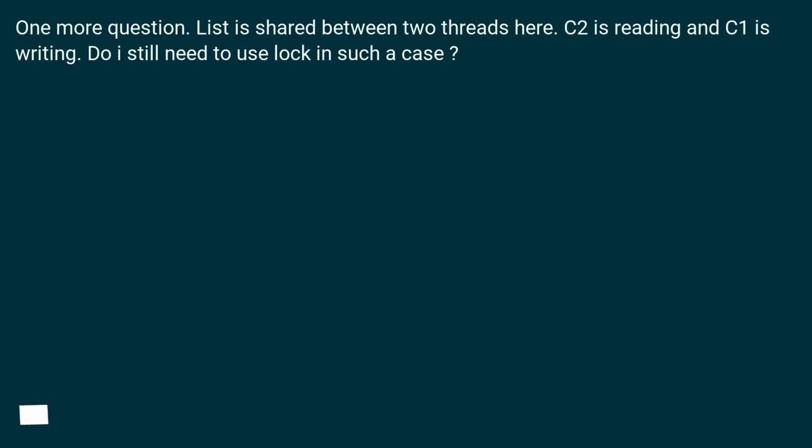One more question. List is shared between two threads here. C2 is reading and C1 is writing. Do I still need to use lock in such a case?